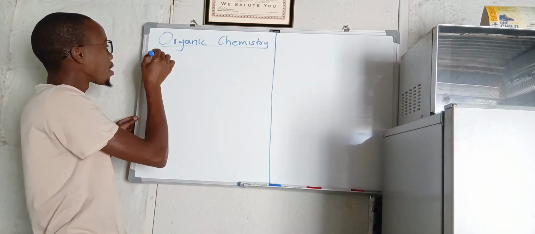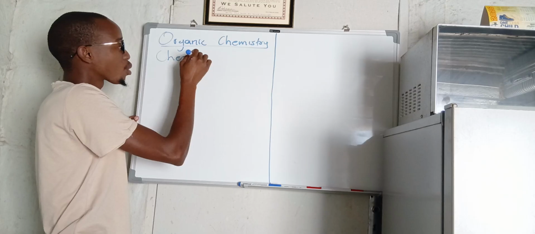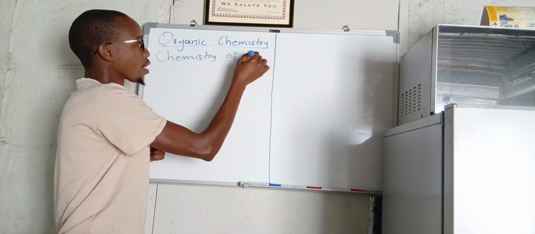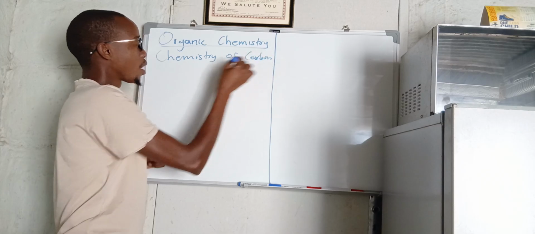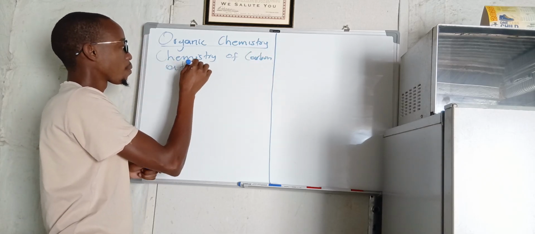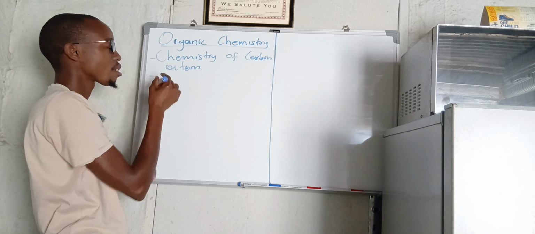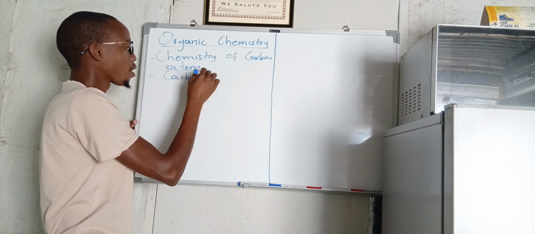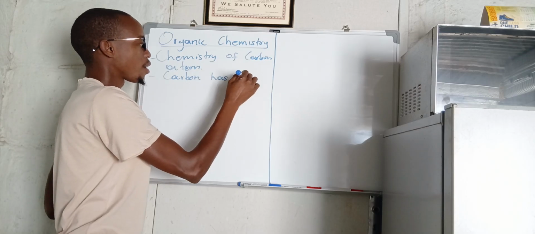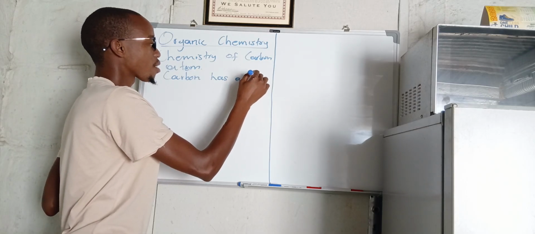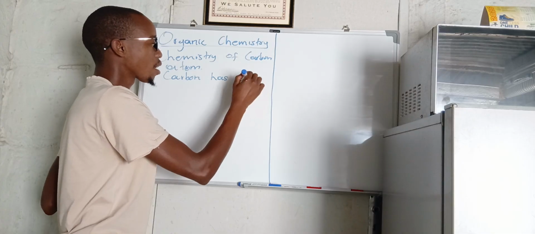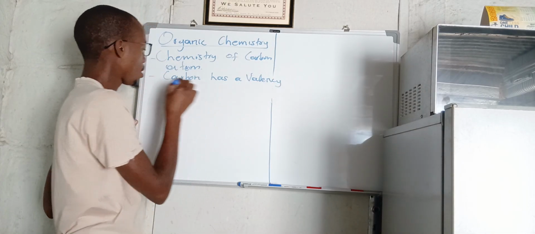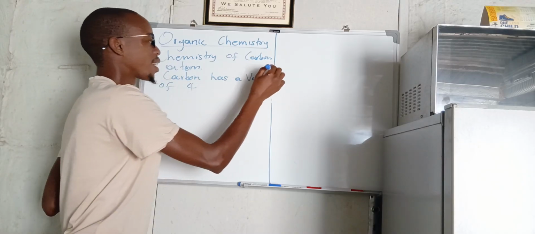Like I said, it is the chemistry of the carbon atom, according to what I've seen after studying it for some time. Carbon atom. And then carbon has a valency of 4. So what does that mean?